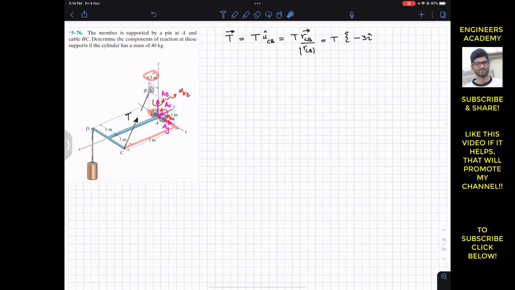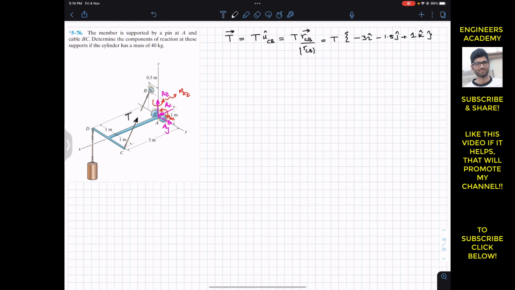So 1 plus 1 plus 0.5 is 1.5 in the negative y. So that is in the negative j, so minus 1.5 in the negative j. So from here we will reach here, then we will reach here. Then from this point we need to travel 1 meter in the positive z, so plus 1k.